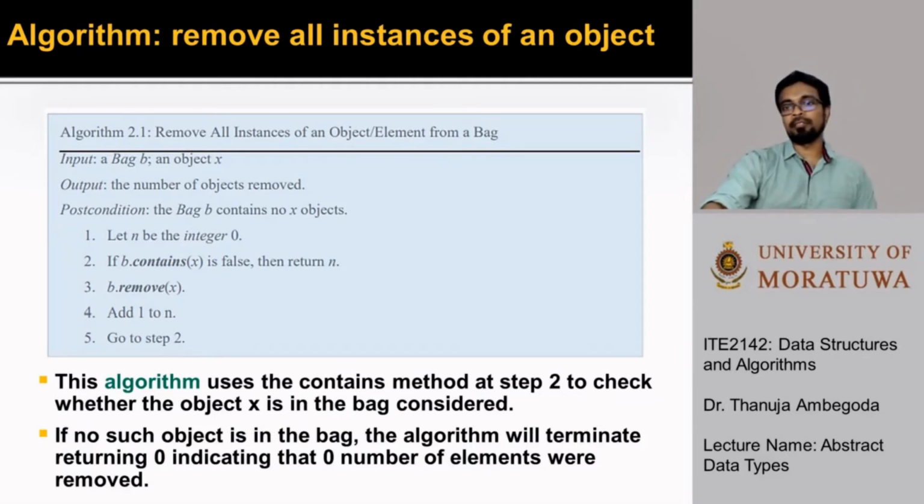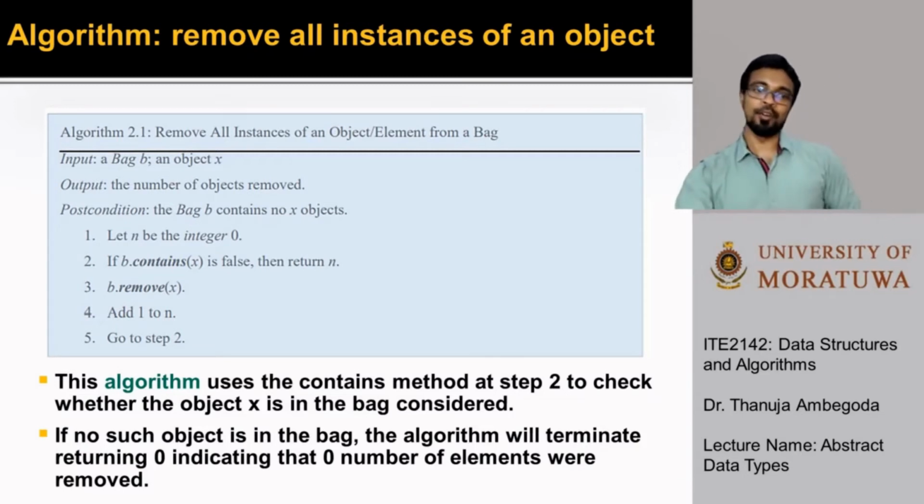So what are the inputs to the algorithm? We have a bag B and the object to be removed, X. The output will be the number of objects removed, that is, how many times you have seen this object, and all of these instances should be removed. What's the post condition? After calling this method, the bag B contains no X objects. There has to be zero instances of X inside the bag.